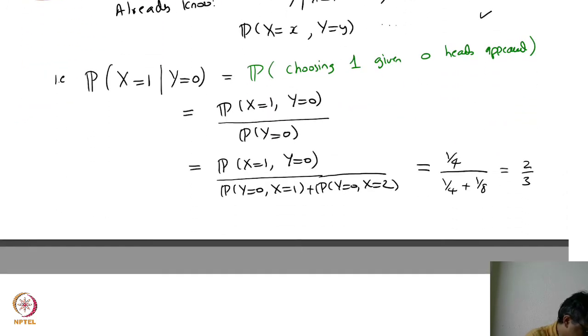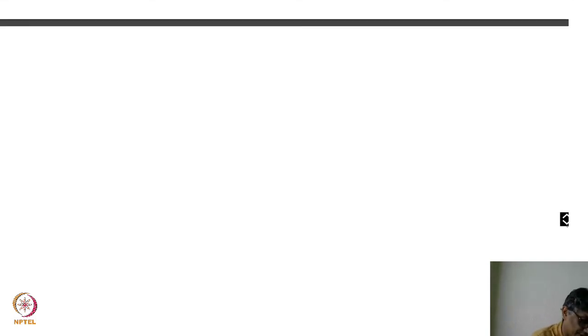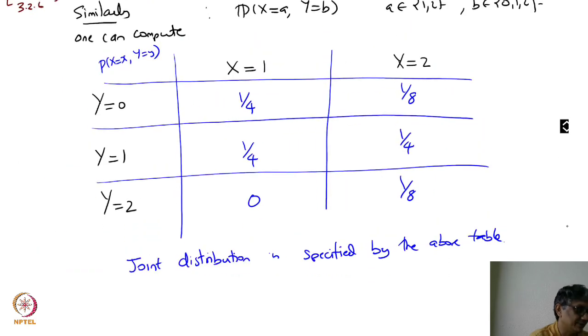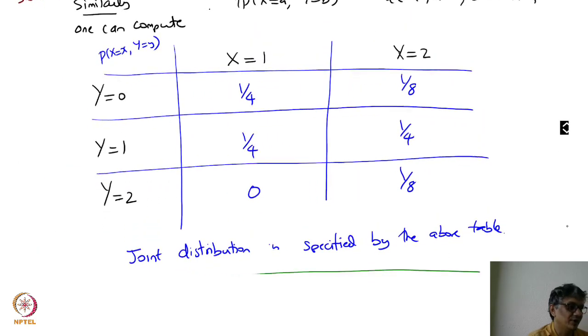So the next computation I want to do is the following. Let's say I give you this table and I ask, are x and y independent or not? Easy check. What you can do is go to the table and look at something simple. Let's look at x equal to 1 and y equal to 0.